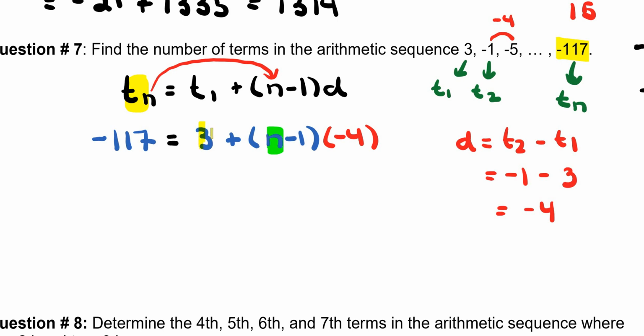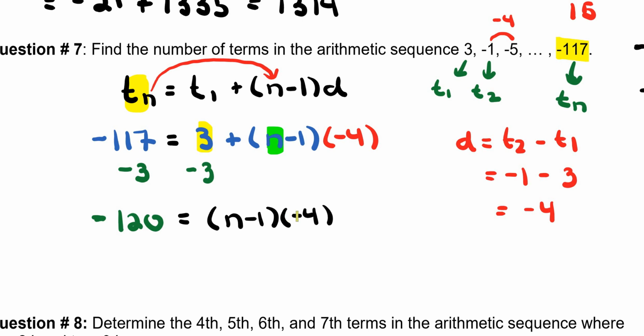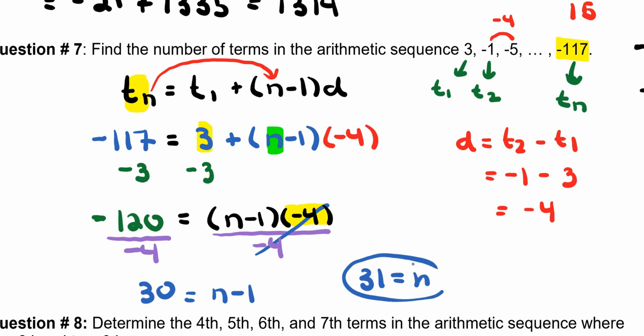I would go ahead and attack the 3 first. So since there's a positive 3, we can subtract 3 from both sides. If I subtract 3 from both sides, I get negative 120 on the left-hand side equals n minus 1 times negative 4. And instead of distributing, just divide each side by negative 4. Okay, and we know the negative 4s will cancel. I have n minus 1 on the right-hand side, and 120 divided by 4 gives you 30. If I add 1 to both sides, I get 31 total terms in this sequence.